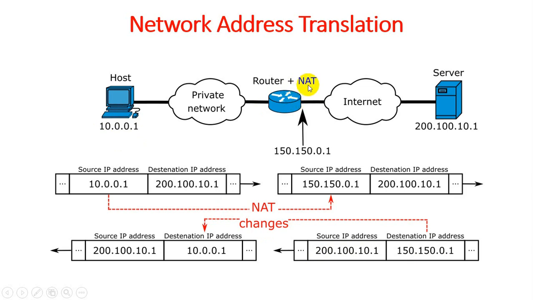As previously we said, NAT is stable. So based on the identification, they match the destination IP address 150.150.0.1 with the actual host known as 10.0.0.1. They just change the destination IP address from 150 to 10, and the source IP address always stays the same because it is a globally registered IP address.